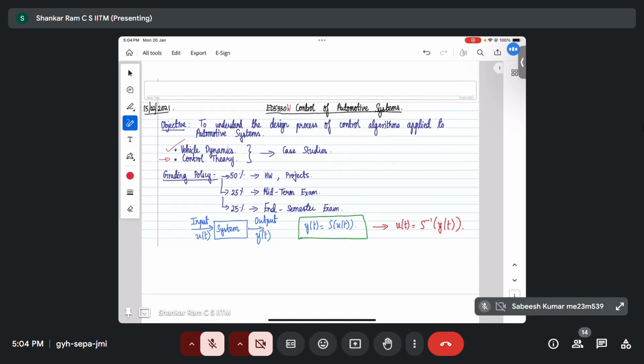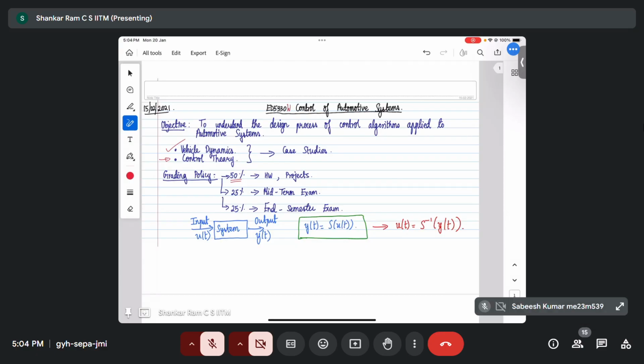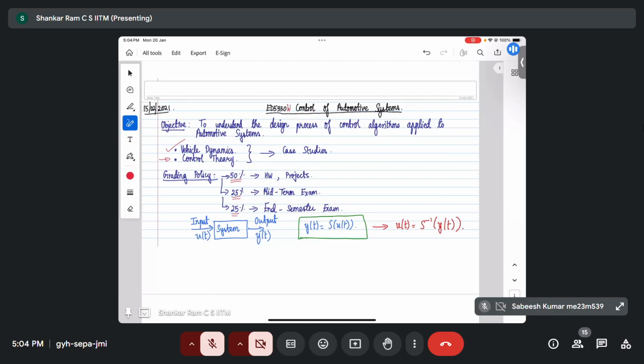Sorry. So the grading policy of this course will be that 50% of the course will be primarily based on homework and projects. So 25% each for the midterm exam and 25% for the final exam, respectively. We will decide on the dates for the midterm exam as we progress in a couple of weeks, so that you and I can figure out when we'll have the midterm exam, and then the final exam towards the end of the semester. That's what we will do.